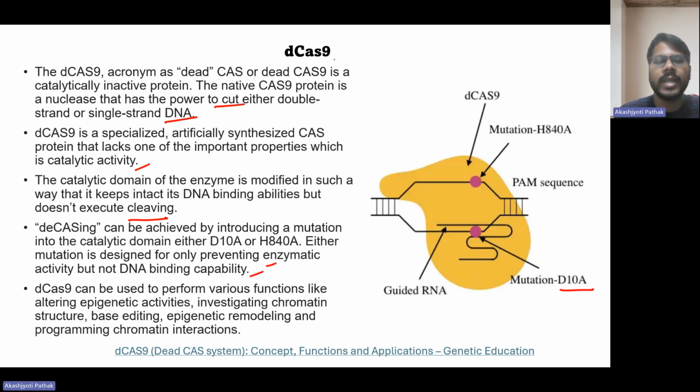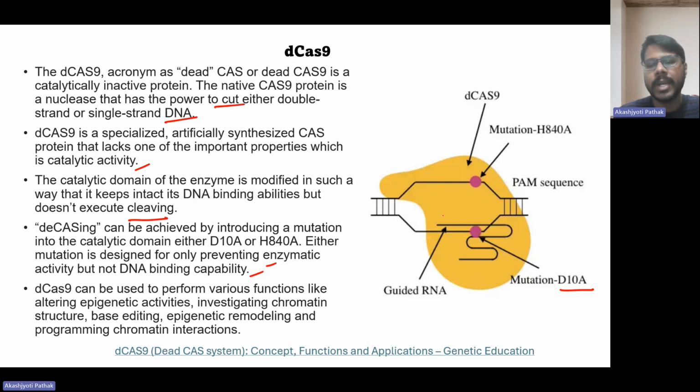Either mutation is designed for only preventing enzymatic activity but not DNA binding capability. So then why has this been done? If it does not have this nuclease activity, then why has this type of protein been designed or engineered? It has been engineered because it has several applications. It can be used in altering epigenetic activities, investigating chromatin structure, base editing, epigenetic remodeling, and programmable chromatin interaction.